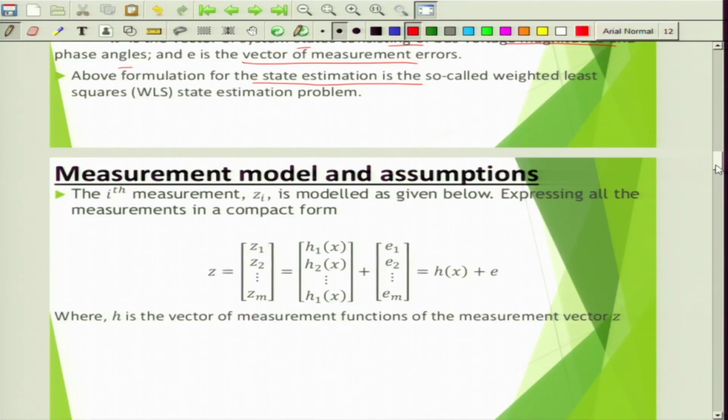Now the ith measurement Zi is modeled as given below, expressing all the measurements in a compact form. Now just express it in matrix form. This is the measurement matrix, that is equal to h of x plus error, where h is the vector of measurement functions of the measurement vector z.